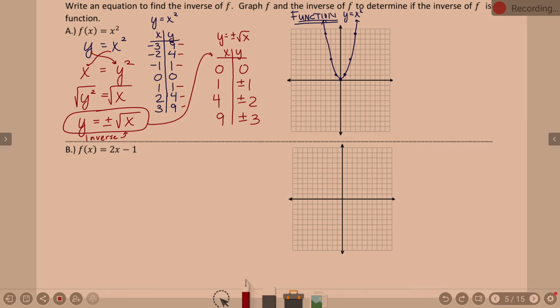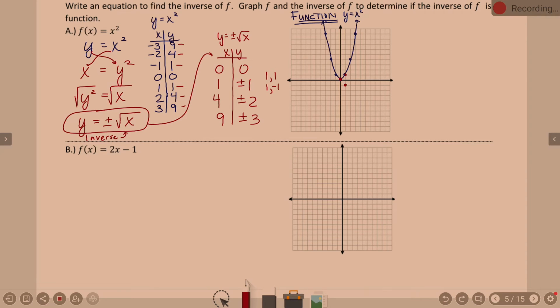Let's graph this. 0, 0, we got that one. Now realize, what does 1 plus or minus 1 mean? You're going to be graphing 1, 1, and you're going to be graphing 1, -1. Right 1 up 1. This is what we were graphing already in this chapter, right? Right one down one is because of the plus or minus.